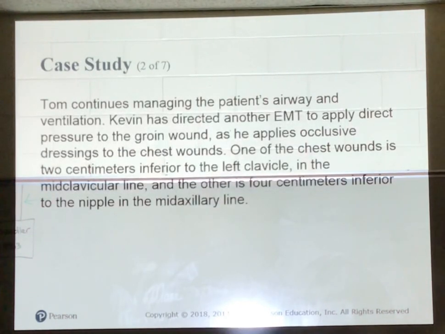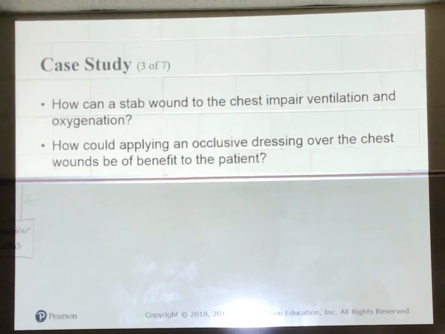Alright, Tom continues managing the patient's airway and ventilation. Kevin has directed another EMT to apply direct pressure to the groin wound as he applies occlusive dressing to the chest wound. One of the chest wounds is 2 centimeters inferior to the left clavicle in the midclavicular line, and the other is 4 centimeters inferior to the nipple in the mid-axillary line. How can a stab wound to the chest impair ventilation and oxygenation?